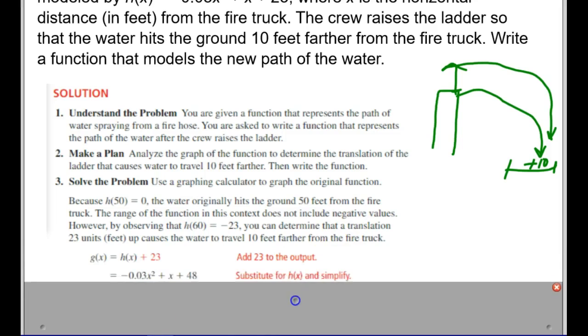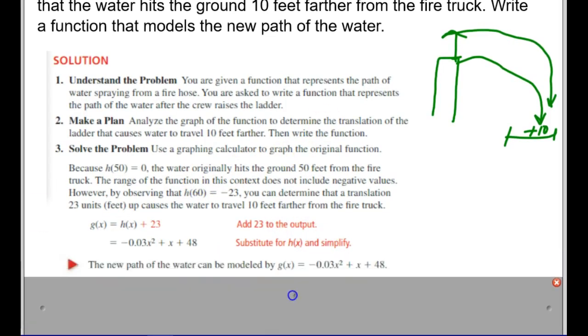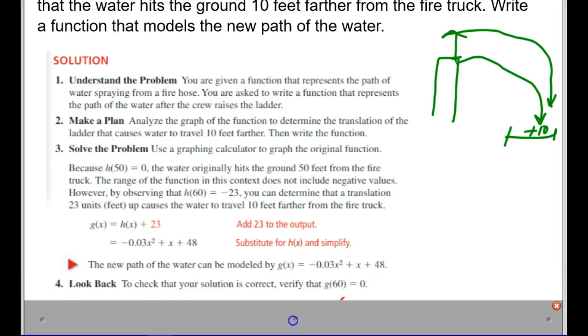Okay, so that's what I do. I add 23 to the output. Since this is a vertical translation, right, I'm shifting the whole thing up. Then I can substitute that in and simplify. The only thing that really changed is this last constant value in my equation.